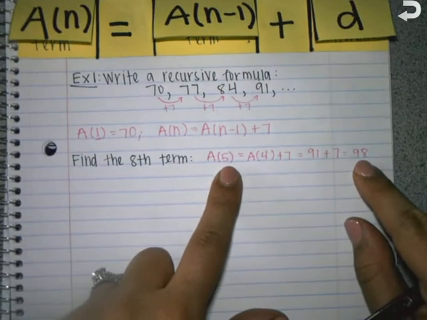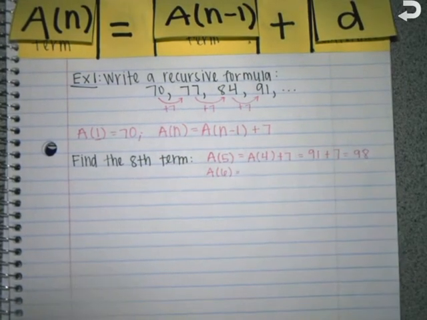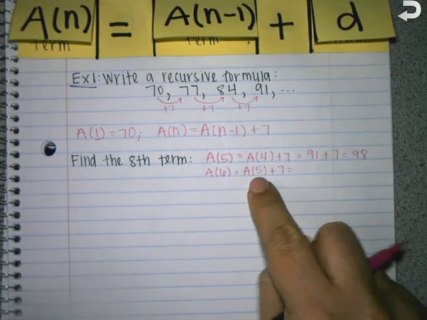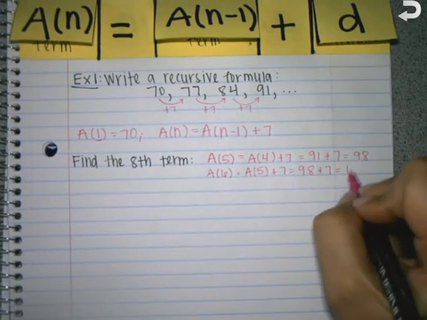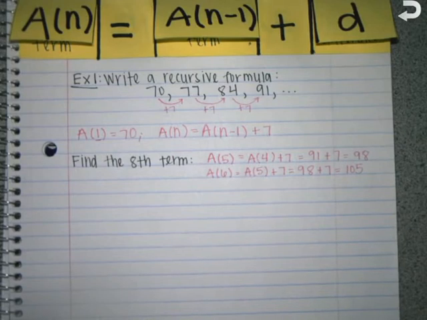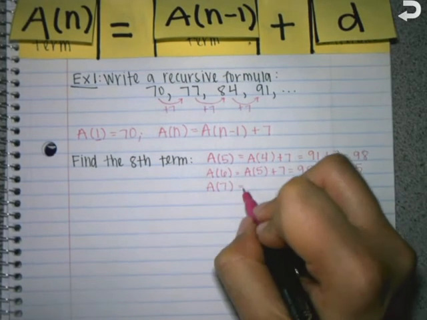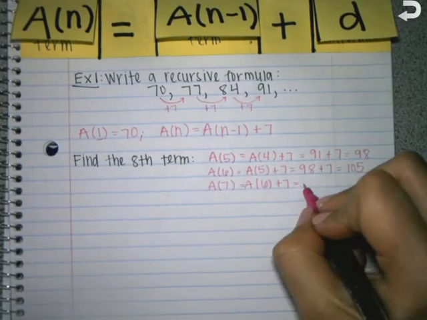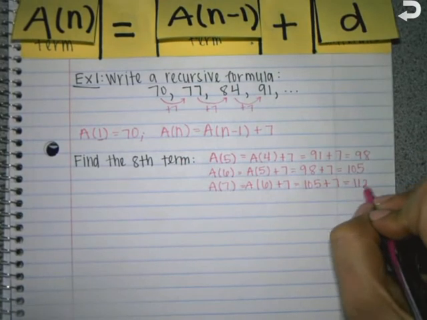Can I find the 6th term? Yes. The 6th term is A of 5 plus 7. A of 5 is 98. 98 plus 7 is 105. This is easy, it just takes a while. Then we have A of 7, which is A of 6 plus 7. A of 6 is 105. 105 plus 7 is 112. And now we can find A of 8.